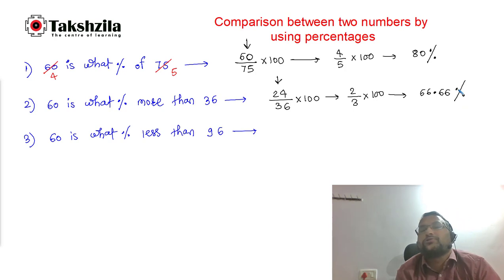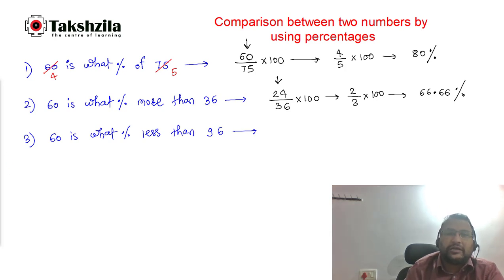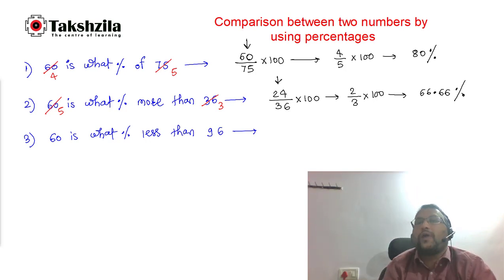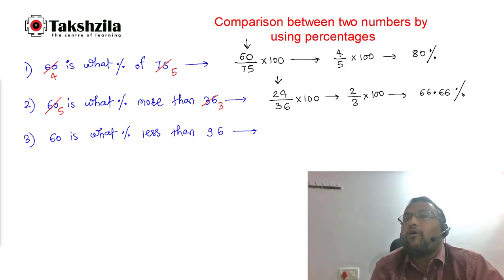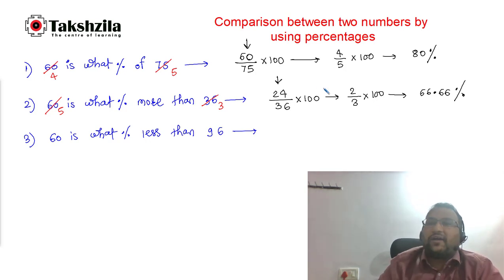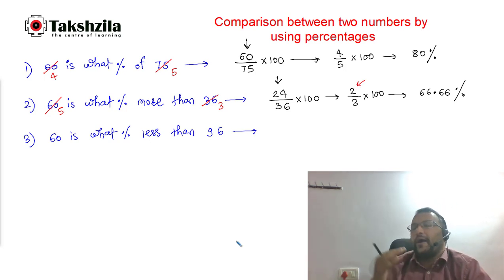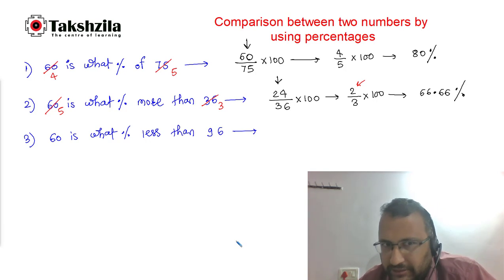Again over here you can use the ratio. 60 is what percent more than 36? Take a ratio of 60 and 36. That is going to be 12 into 5, 12 into 3. So over here 60 is what percent more than 36 is as good as 5 is what percent more than 3. 5 is 2 more than 3 into 100. 2 by 3 into 100, 66.66%.